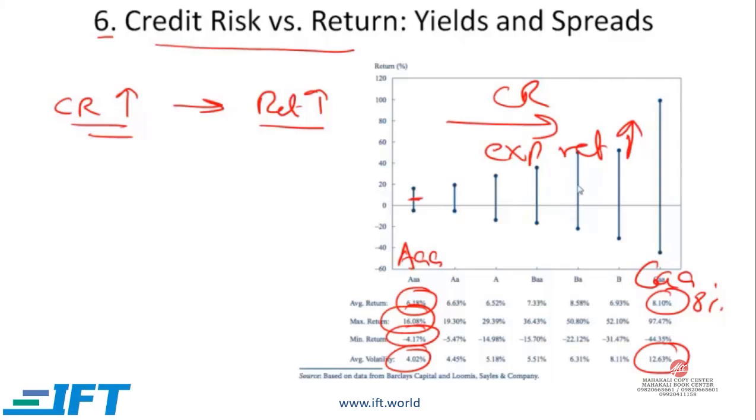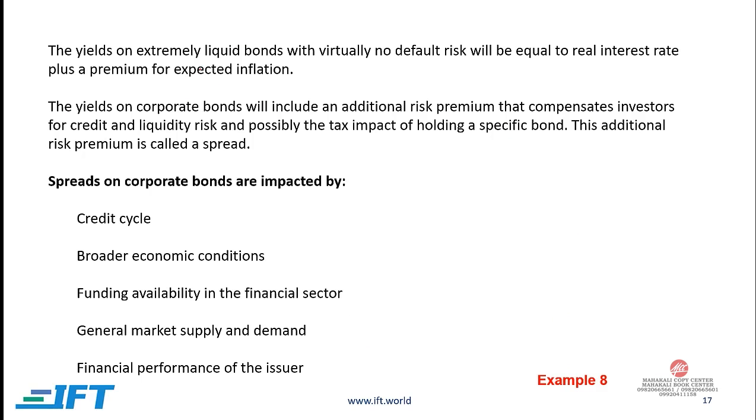Now this is the expected return. Obviously the actual return will vary, but again the main point is more the risk, more the expected return. On this slide, we'll talk a little bit more about yields and spreads. The yields on extremely liquid bonds with virtually no default risk will be equal to the real interest rate plus a premium for expected inflation. So an example here would be very liquid government bonds. Their yields will be equal to the real interest rate plus a premium for expected inflation.